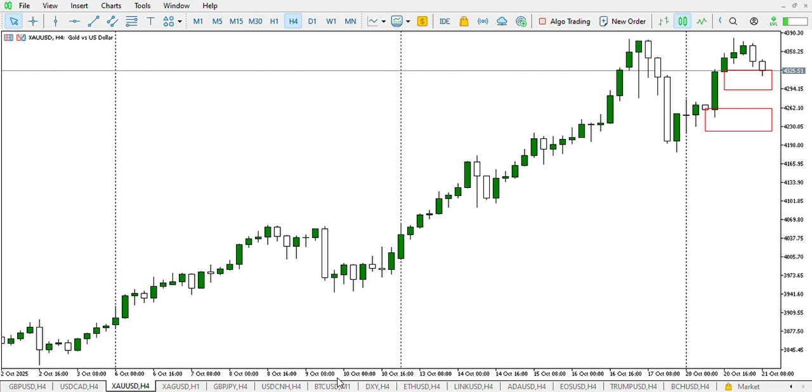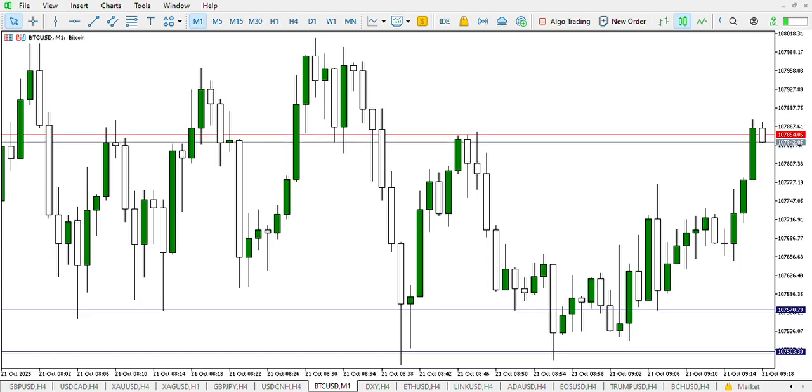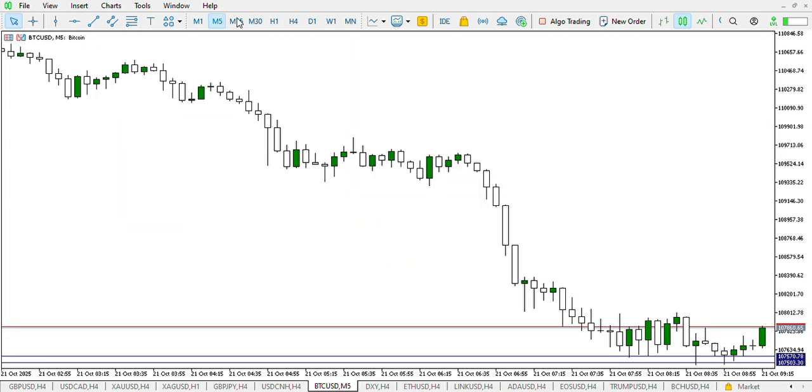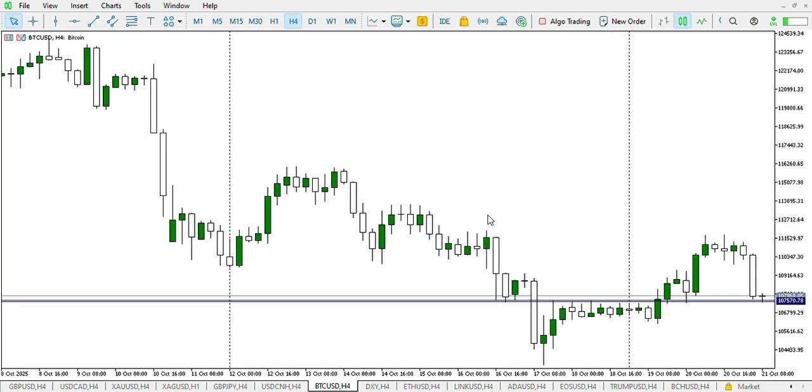So BTC USD in the 5 minutes, you can see price is in a clear downtrend, lower lows, lower highs, lower low. Let us go to the 4 hour. From the 4 hour, we expect a sell to buy. So we are going to be expecting a rejection from this zone. Price is retesting this order block. If this order block fails, we can expect price to retest this other block as well.